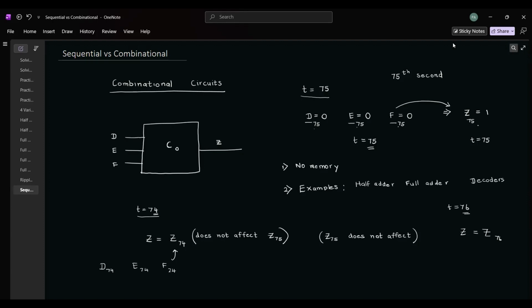Another important thing is instantaneous response to input changes. That's because there is no memory. It doesn't have to refer to the previous states. So whatever you give at the moment for the inputs, the gates will read them and give out the specific output. That is the idea. This is what we call the category of combinational circuits.